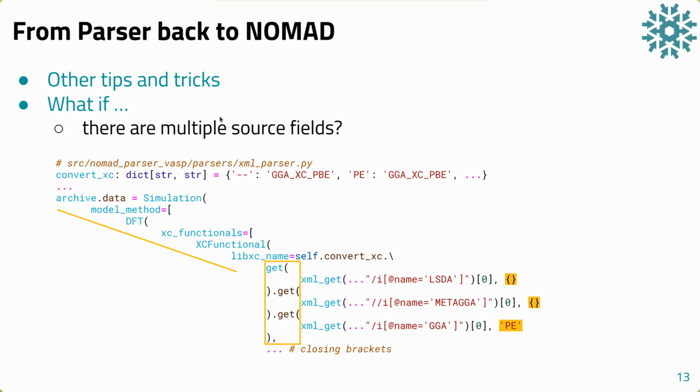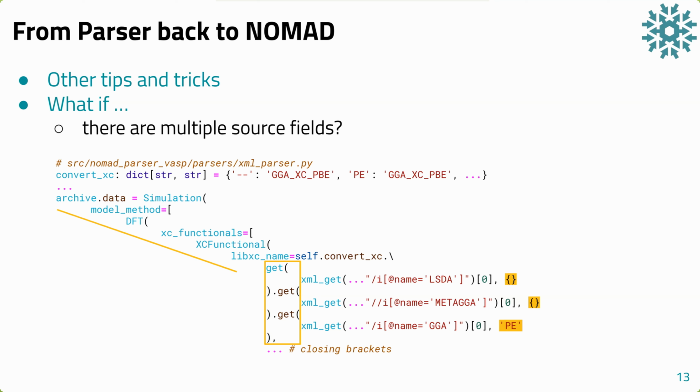In other cases, you can actually try and retain this tree structure. So suppose that there are multiple fields that you have to check, different fields in the output format that all map into the same Nomad schema field or attribute. A real pragmatic example would be that VASP has different keywords for different rungs of Jacob's ladder.